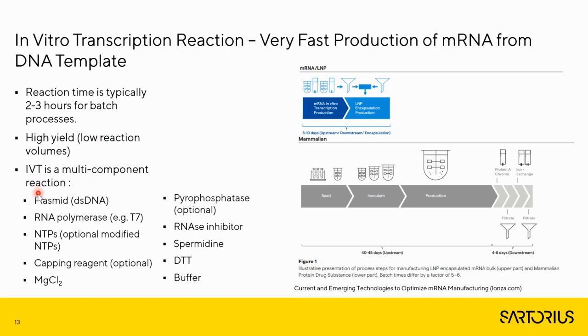It requires plasmid we've just produced. It requires a polymerase, requires building blocks in the form of NTPs, sometimes capping reagent, always magnesium, sometimes pyrophosphatases to convert pyrophosphate into more soluble phosphate. Advisable is to use RNase inhibitor and some other additives to solubilize the nascent mRNA. 2 hours is much faster compared to a typical biological process, as was mentioned here in the recent white paper.